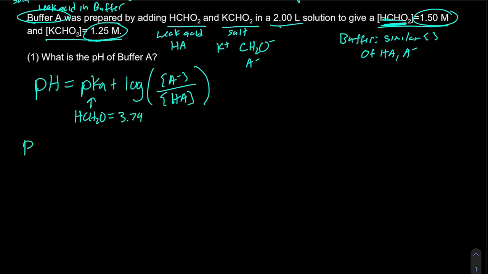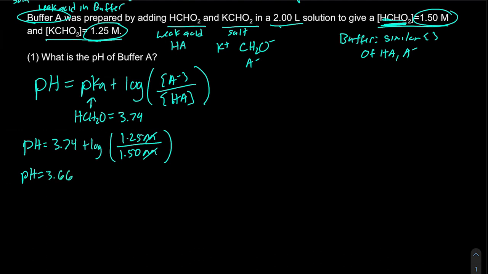Now we can plug in the information we have. Our pKa, 3.74, plus the log of the concentration of our base, 1.25 molarity, over the concentration of our acid, 1.50 molarity. We would get a pH of 3.66.